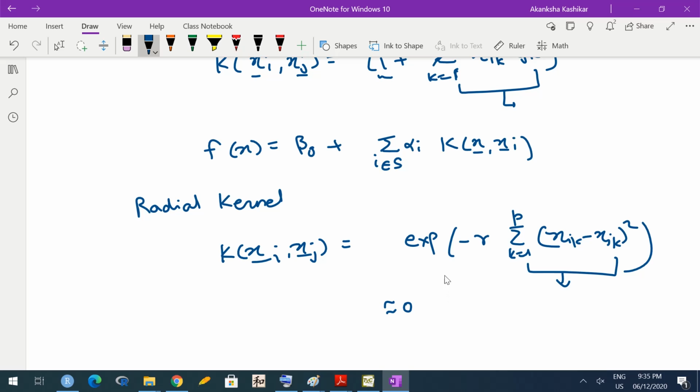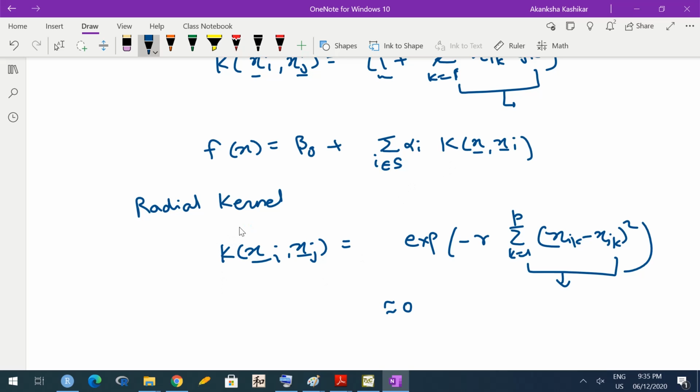What do I mean by that? Suppose a particular observation, say the first observation, is far away from x. Then K(x, x1) would be almost close to 0 because the distance is high. As a result, in f(x), this alpha 1 would have very low contribution. Okay, so what does it mean?